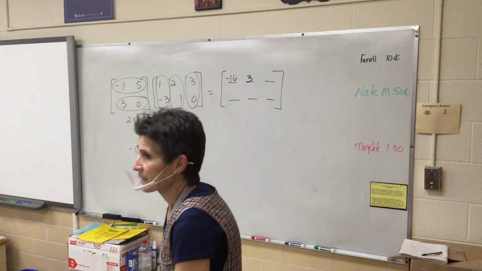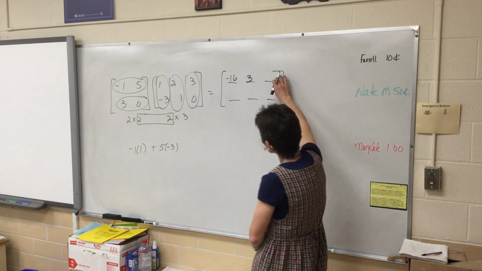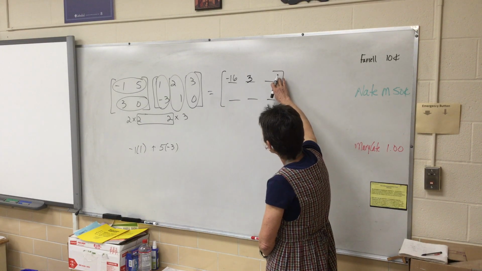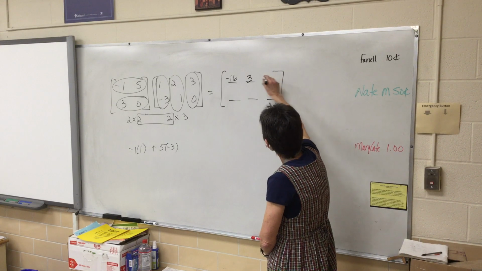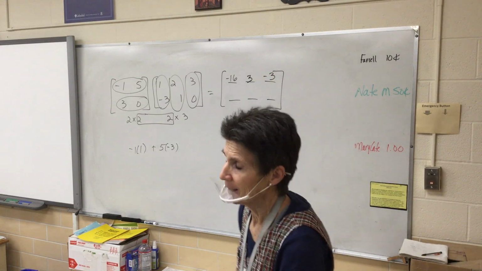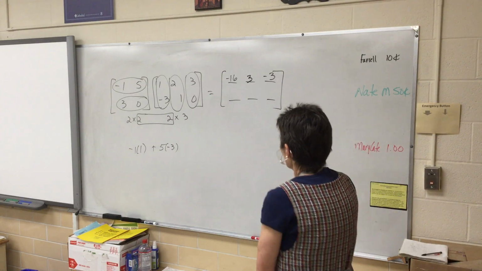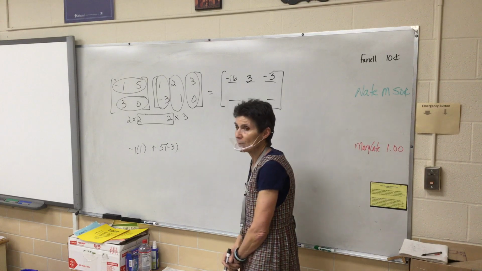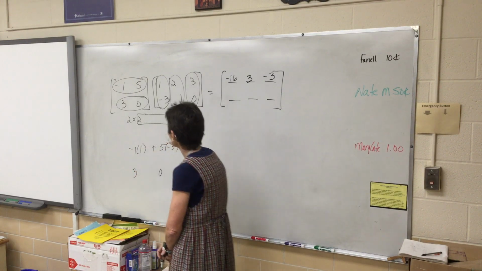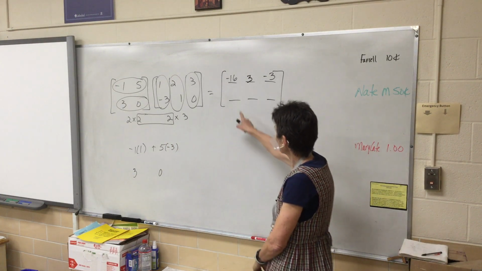Now let's see, who's next? Katie, you got the last one in the first row yet? -3. She got -3. Anybody want to agree or disagree with that? We got a lot of agreement. Good job. We're moving down to the second row now, so we're going to be using the 3 and the 0 now.